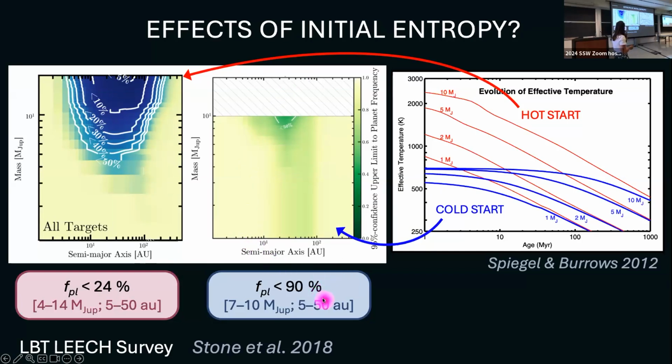So that means that for the same survey, depending on what you assume is the initial entropy of your planets, you go from placing an upper limit on your binary fraction of about 20%, this is from the Leach survey, to placing an upper limit of only 90%, because you have very little sensitivity to where you expect your planets to be.